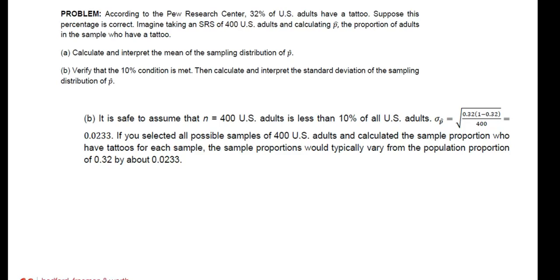You get 0.0233. If you select all possible simple random samples of size 400 of United States citizens who have tattoos, the sample proportion would typically vary from the, here's the kicker, it doesn't say vary from the mean, would typically vary from the population proportion of 0.32 by about 0.0233. You don't have to say what the population proportion is there, but you need to say typically vary from the population proportion by about 0.0233.